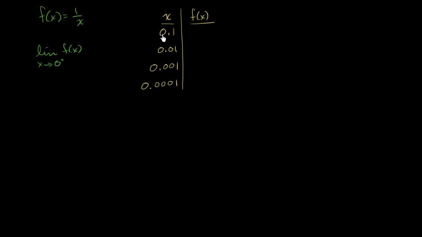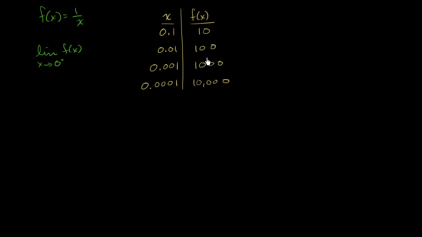So when x is 0.1, f of x is just going to be 1 over this. This is 1/10, so 1 over that is just going to be 10. 1 over 0.01 is going to be 100. 1 over 0.001 is going to be 1,000. 1 over 0.0001 is going to be 10,000. So you see, as x gets closer and closer to 0 from the positive direction, f of x grows really, really fast.